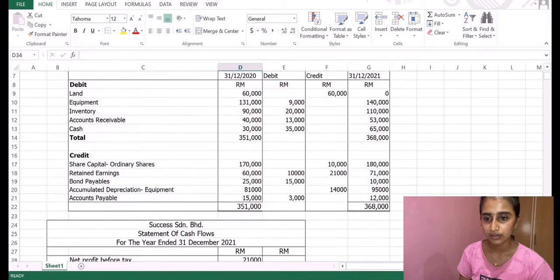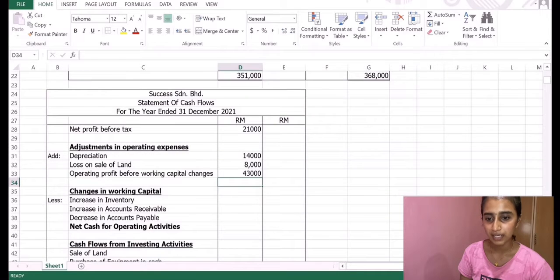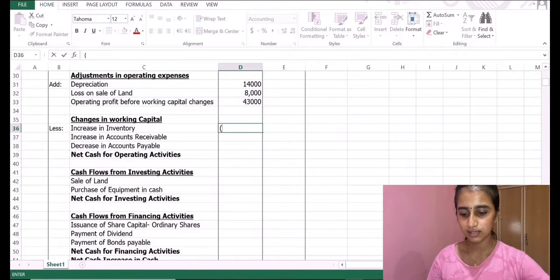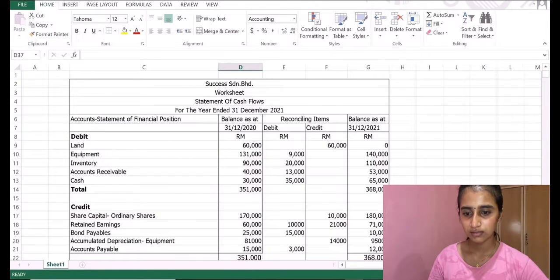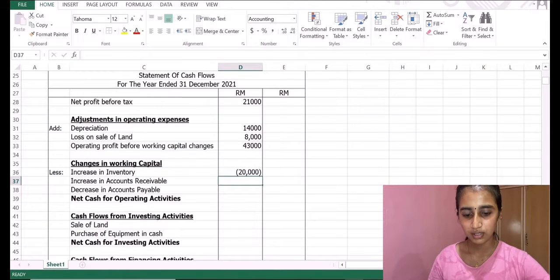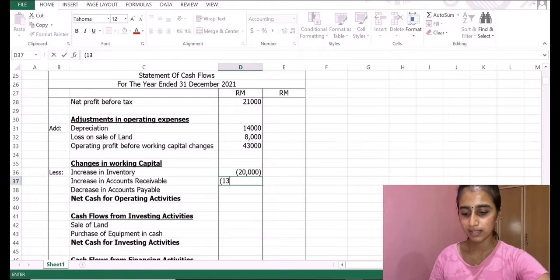Then changes in working capital. First, inventory. As we know from the worksheet, the inventory has increased. In the statement of cash flow, an increase in inventory is an increase in assets, so normally our cash is going out, cash is an outflow, so we must minus. So for inventories, we have to minus 20,000. The same goes for account receivable, it increased, so cash is going out, an outflow of cash, so minus 13,000.